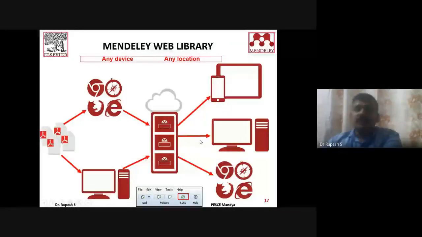Whatever file is stored in the cloud database, we can view also. There is a provision offered by Mendeley so that we can access the files we stored permanently in the Mendeley cloud. That is what you call the Mendeley Web Library. By using Mendeley Web Library, we can access the files that are already stored here.